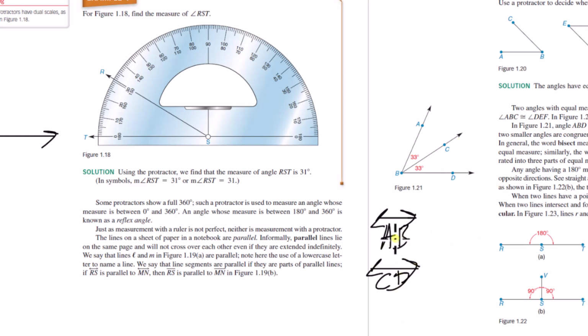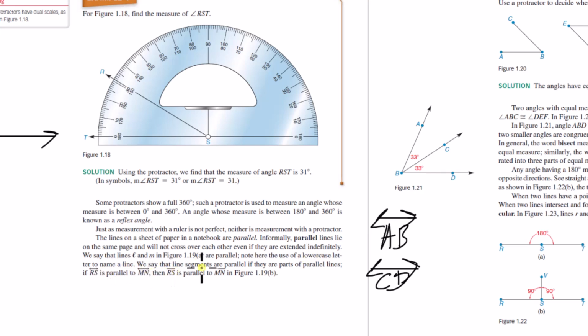And if that's the case, then that means line AB is parallel to line CD. But that's an informal definition. To me, it's a really good one, but it's still informal. Okay, we say that lines L and M in figure 1.19a are parallel. Note here the use of a lowercase letter to denote a line. Yeah, we can do that.